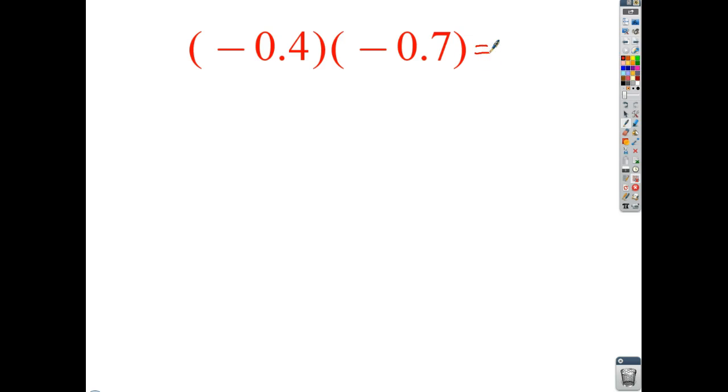So I knew on this one that I had a decimal place and 2 digits, okay? I have a negative and another negative. My answer will be positive. I know 4 times 7 is 28, so I can fill in 8, and I have to have something in my ones place, so my final answer here is 0.28.